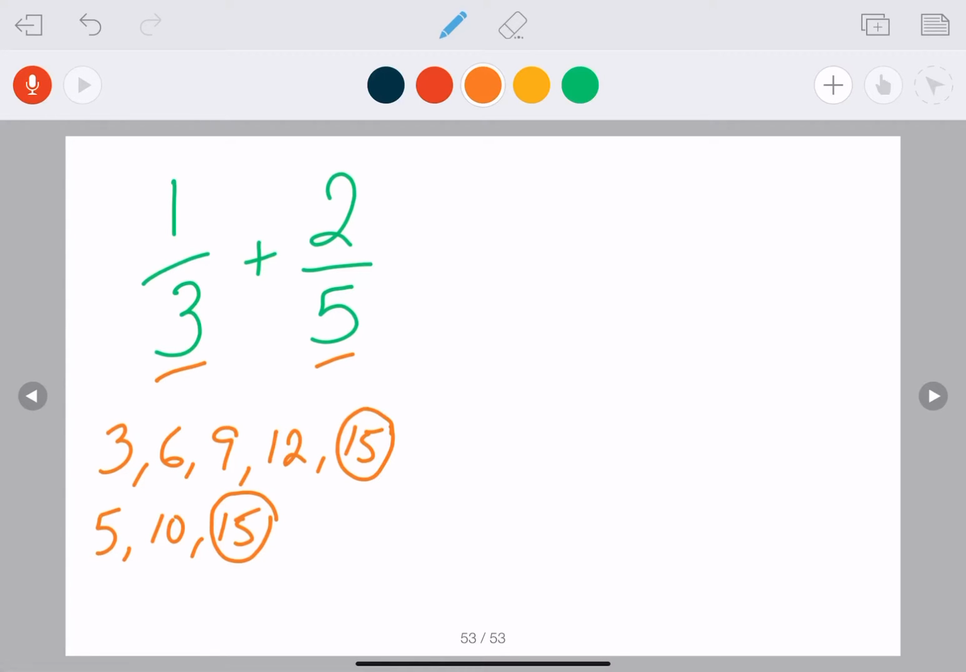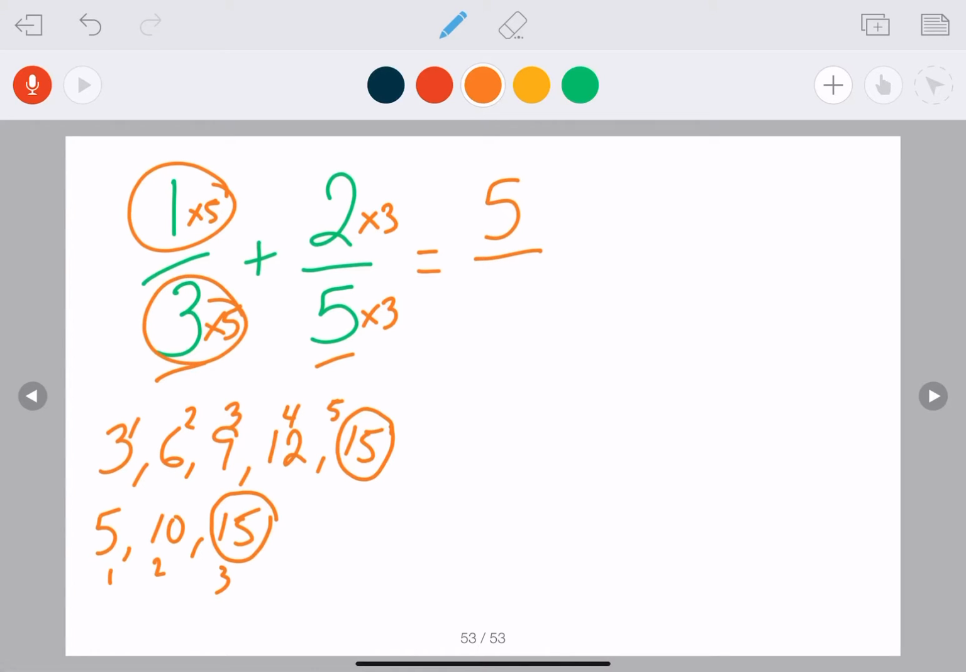Okay, so now my 3 to get to a 15 is 1, 2, 3, 4, 5. It was the fifth step, so I'm going to times this by 5. And because I'm a fair person, what I do to the bottom, I'm going to do to the top. You can't just change the bottom of a fraction, or just change the top, without changing the other one, or else you change the amount that it represents. Now for my 5, it was 1, 2, 3 in line, so I'm going to times by 3 and times by 3. Now, 1 times 5 gives me 5. 3 times 5 gives me 15. 2 times 3 gives me 6. 5 times 3 gives me 15.